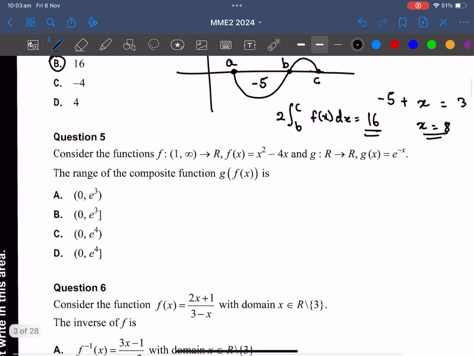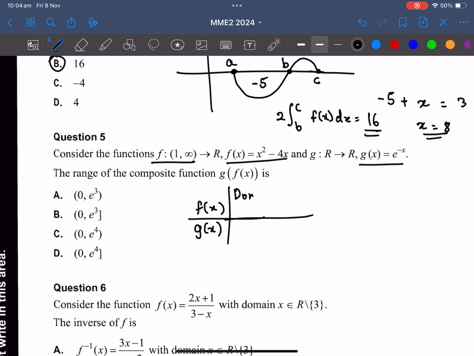So consider the functions. Okay, f for this domain, which is a quadratic like so, and g of x like that, to find the range of the composite function. Okay, so let us quickly first make the composite question table. So we have f of x and g of x, then we got the domain and range. Okay, so f of x domain is 1 to infinity, and this is just R.